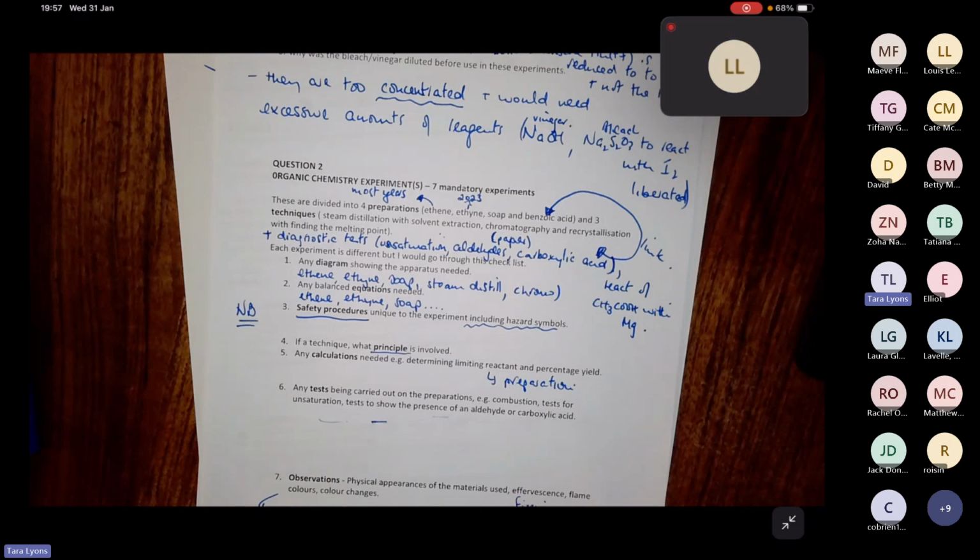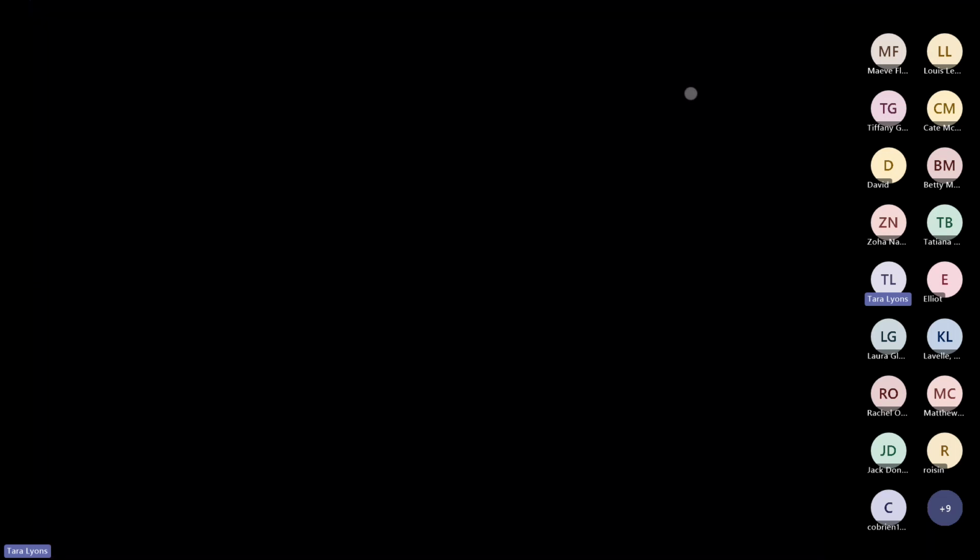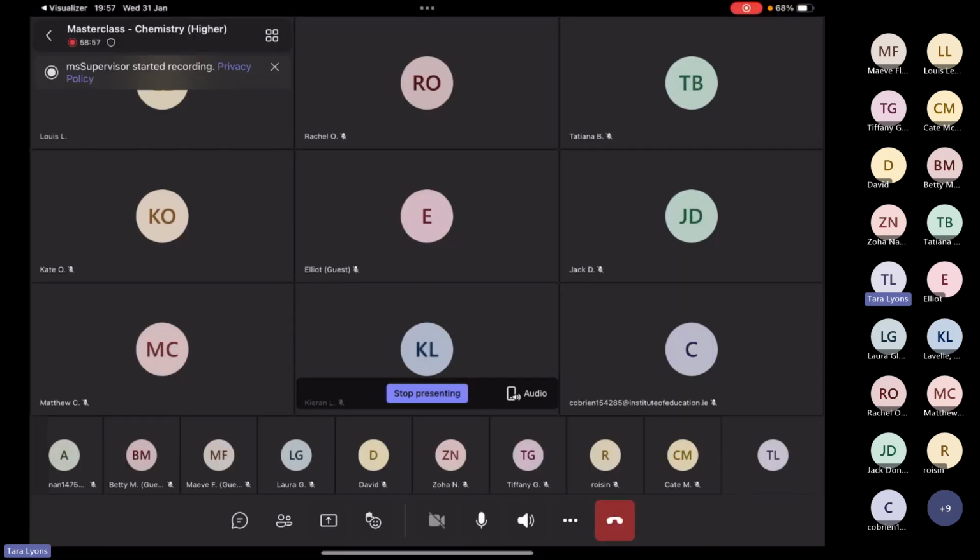So what are they going to do if they ask chromatography in 2024? They're going to ask you what's the principle of chromatography, and they're going to ask you to describe how you carried out chromatography. So I would go back to those past paper questions at this point.